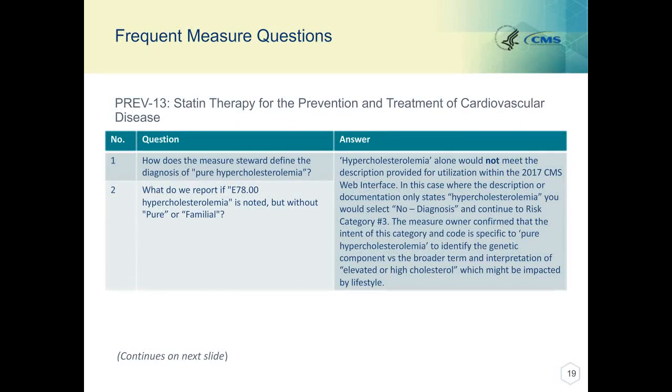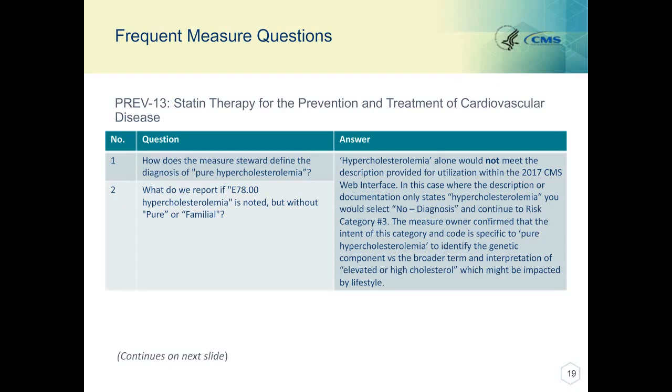The next questions we have are related to the Prev 13 measure, statin therapy for the prevention and treatment of cardiovascular disease. And again, in this case, the answer will apply to both of the questions that are asked. The first question was, how does the measure steward define the diagnosis of pure hypercholesterolemia? And what do we report if ICD-10 code E78.00, hypercholesterolemia, is noted but without pure or familial? In this case, hypercholesterolemia alone would not meet the description provided for utilization within the 2017 CMS Web Interface.